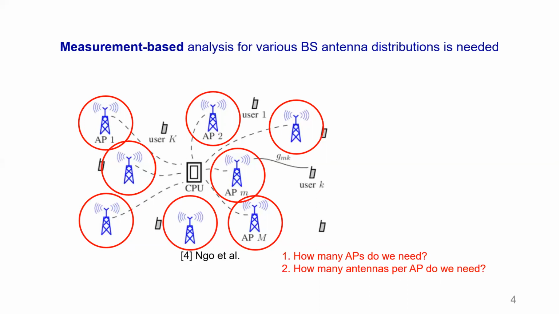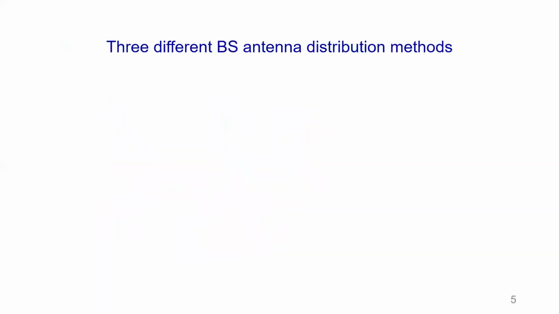Answering the questions of how many APs we need and how many antennas per AP we need is critical, especially in terms of deployment, to maintain the optimal performance of the cell-free massive MIMO system while maximizing the usage of fronthaul resources and overcoming physical limitations coming from the installation of the APs, as well as connection and synchronization of multiple APs. It is also important to realize the system and verify the performance based on real channel data. In this talk, we'll compare 3 different base station antenna distribution methods.